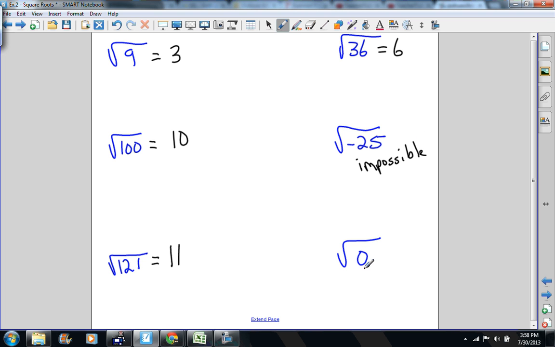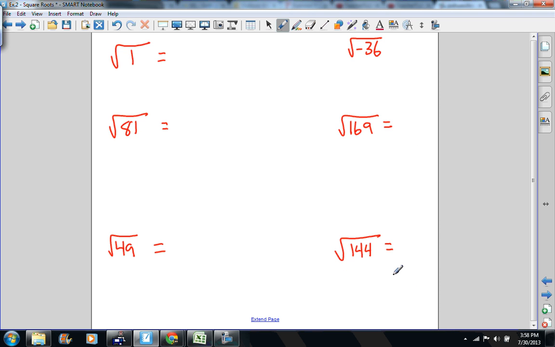The square root of 0. What number squared equals 0? Well, actually, 0 times 0 is 0. Therefore, the square root of 0 is 0. Lots of zeros said there, but it's the same idea. Okay, same reason why 0 squared is equal to 0 as well. Okay? I'd like you to try these on your own, and then I'll put the answers in.